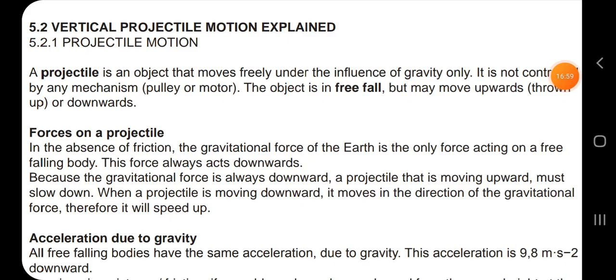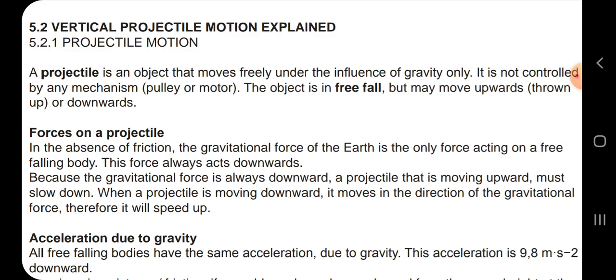Let's look at vertical projectile motion. A projectile is an object that moves freely under the influence of gravity only. It is not controlled by any mechanism, pulley, or motor. The object is in free fall but may move upwards, thrown, or downwards. Anything that you can throw up and it comes down, like a stone or a ball, is a projectile, or you can throw it from high up and throw it down.